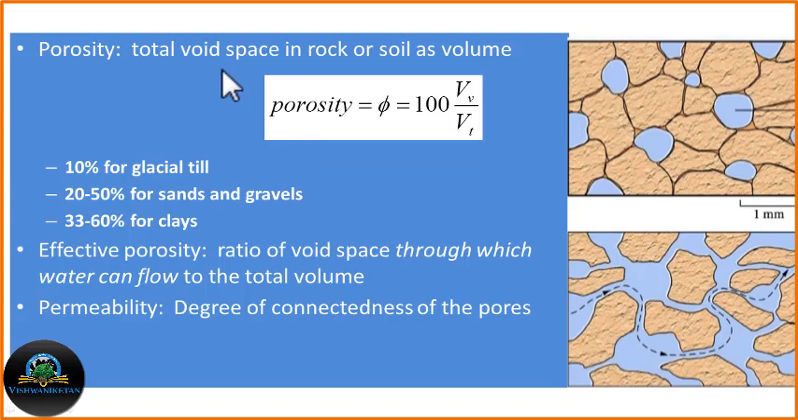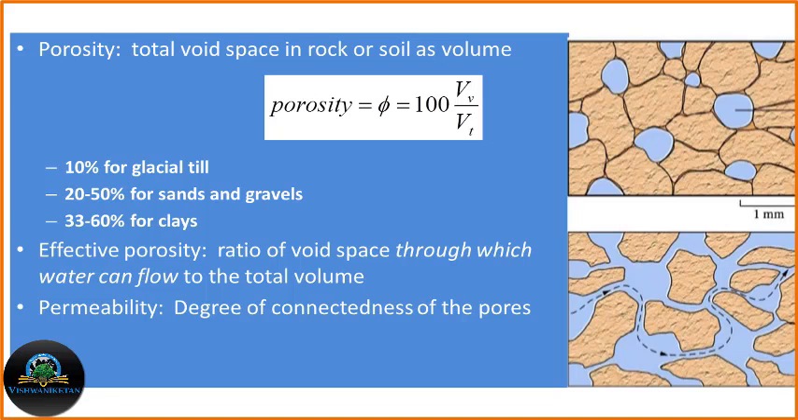Now, porosity is the total void spaces in the rock. Normally, different types of material or rocks may have different porosity. Till, which is the unsorted glacier deposit, may have porosity up to 10%, while sandstone which has very high pores, or poorly cemented sandstone, may have high porosity. Clay has very high porosity because of the lots of intergranular space between the grains.